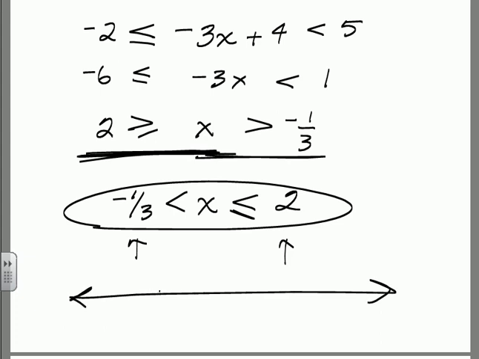Real briefly, let's graph this. What are the only two numbers we care about? -1/3, 2. x lies between there, so what we want on our graph should be all of the numbers between those, and then we just have to decide open or closed. So at -1/3 we have less than, open, and at 2 we've got less than or equal to, so it is closed.